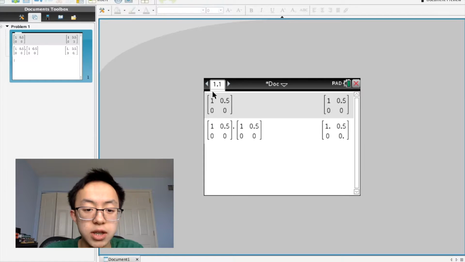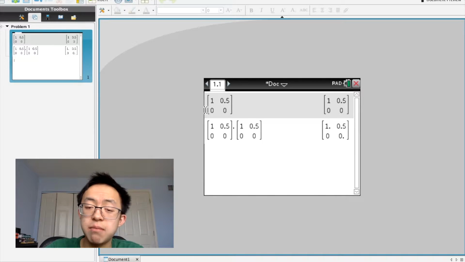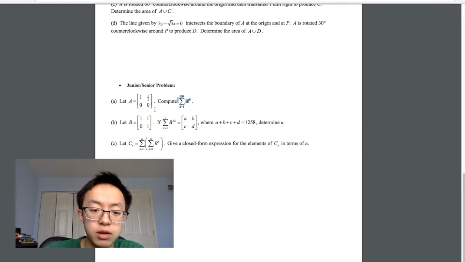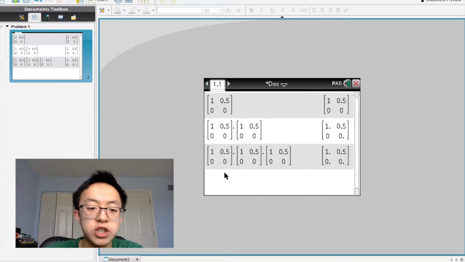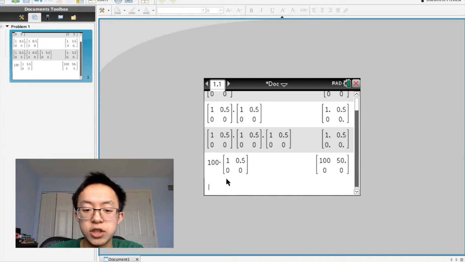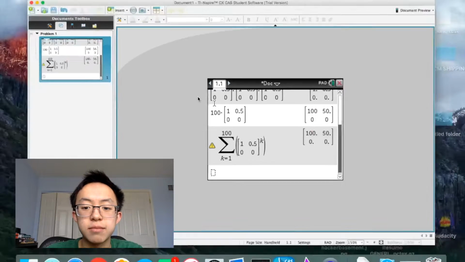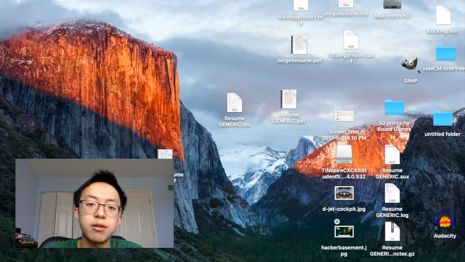The second term is actually just the same matrix as the previous one. So we're just summing the same thing over and over again, because no matter what power you raise this matrix to, it's always going to be the same matrix. So now we just want to find this sum, which is this added to itself 100 times. An easy way to do this is 100 times this matrix, and you see this equals the same thing. So the answer is 150, 0, 0.